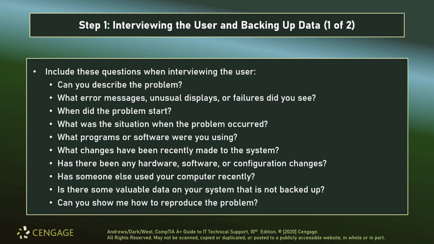What programs or software are you using? Then you see down here, has there been any hardware, software, or configuration changes? That is a yes or no question. So that's what we call closed-ended, meaning that they can give you a one-word answer, and that is a legitimate answer to that question. On the other hand, if we say, what hardware, software, or configuration changes have there been, then they obviously could say, there haven't been any that I'm aware of, or they could get kind of descriptive with you about it.